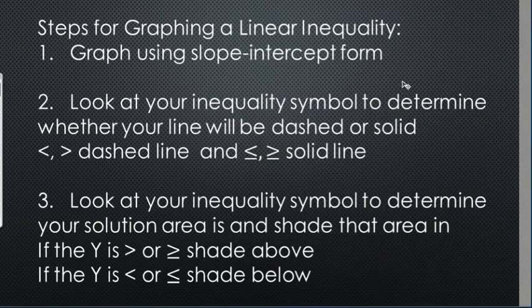Let's go ahead and review the steps for graphing a linear inequality, and then you guys are ready for your quiz. So step 1 is you're going to graph using slope-intercept form. So you put your line's equation into slope-intercept form. And then you look at your inequality symbol to determine whether your line will be dashed or solid. And then you look at your inequality symbol to determine your solution area, and you shade that area in.